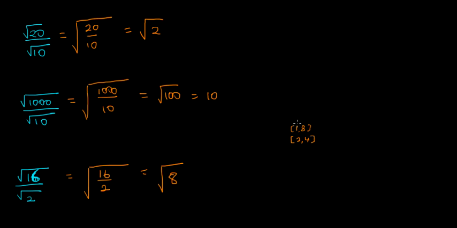But from these two sets of factors, which one has a number that's a square number? Well, it's the second one right here, because 4 is a square number, right? 4 has a square root, which is a whole number. So instead of writing this square root of 8, I can re-express this as the square root of 2 times 4.